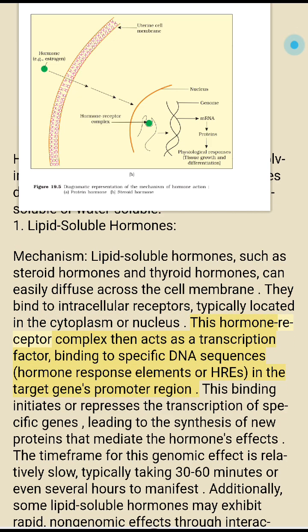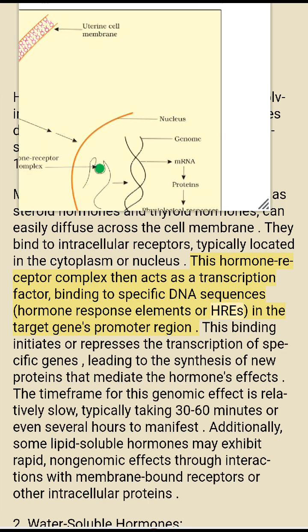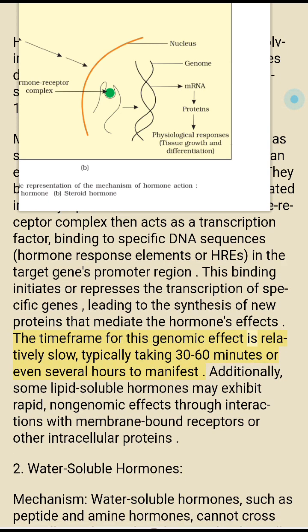This hormone receptor complex then acts as a transcription factor, binding to specific DNA sequences, hormone response elements or HREs, in the target gene's promoter region. This binding initiates or represses the transcription of specific genes, leading to the synthesis of new proteins that mediate the hormone's effects. The time frame for this genomic effect is relatively slow, typically taking 30 to 60 minutes or even several hours to manifest.